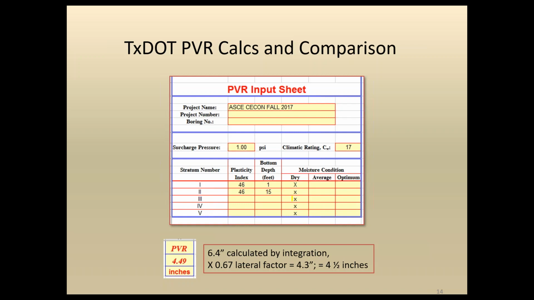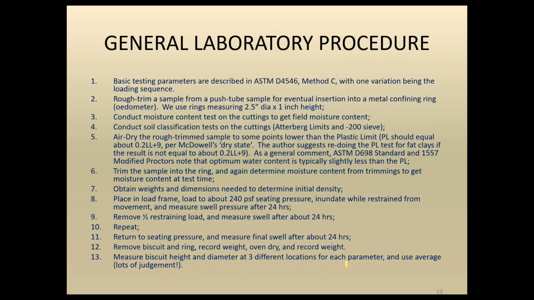There's a bit of a quirk in the program that it doesn't behave quite right if you just insert data in that first line. For stratum number 1, it seems to require at least 2, so that's the reason you see those. And then we also typically choose a moisture condition of dry so that you get the full range of swell predicted by the PVR method, to go from dry to wet. You see the options here, though, of assuming an average moisture content and an optimum moisture. So here's a comparison, 4.5 inches here, 4.5 inches by the swell method or the integration method.